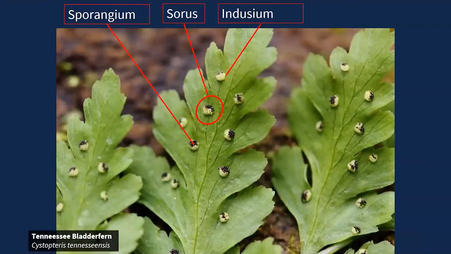Another example here, the sori of this Tennessee bladder fern are more rounded. The indusium is light green and attached at one side, right? And it occurs kind of along the veins on the underside of the pinna.